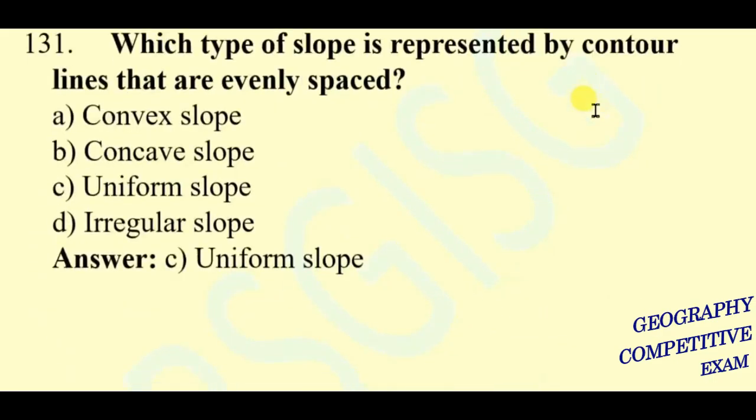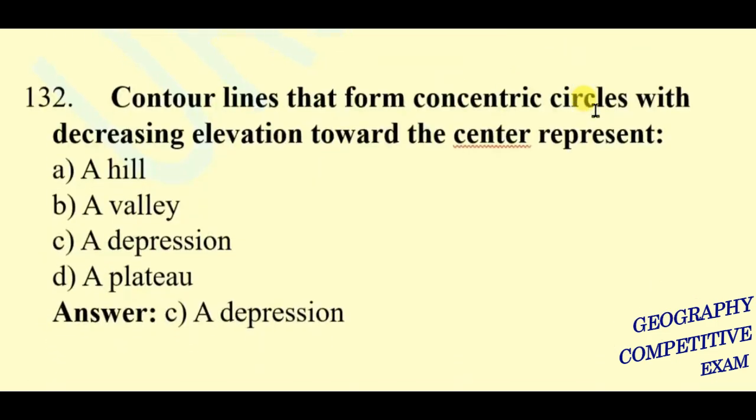Question number 131. Which type of slope is represented by contour lines that are evenly spaced? Convex, concave, uniform, irregular. Here the right answer will be uniform slope. Question 132. Contour lines that form concentric circles with decreasing elevation toward the center represent a hill, a valley, a depression, a plateau. Here the right answer will be a depression.